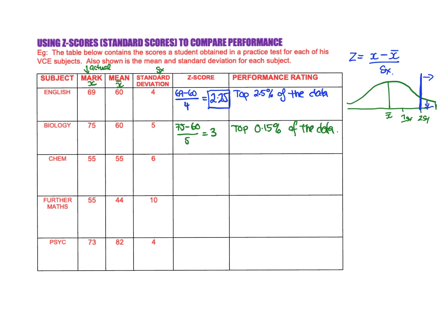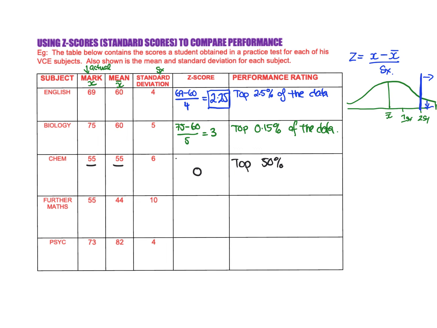Okay, so if we keep going through them, then we've got the chem one. Now, in chem, he got 55 and the average was 55. So what was his Z-score? Yeah, good, 0. And so, we like to be a bit positive about the situation. So I'm just going to say they're in the top 50%. You could also say they're in the bottom 50%. Yeah, they're right on. Top 50%, or 50% are above him or below him.